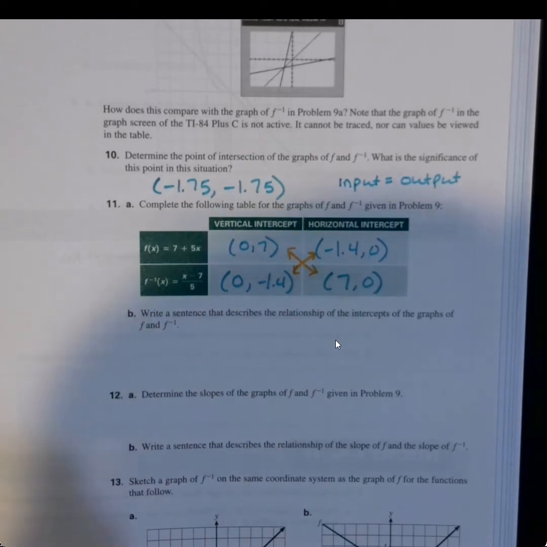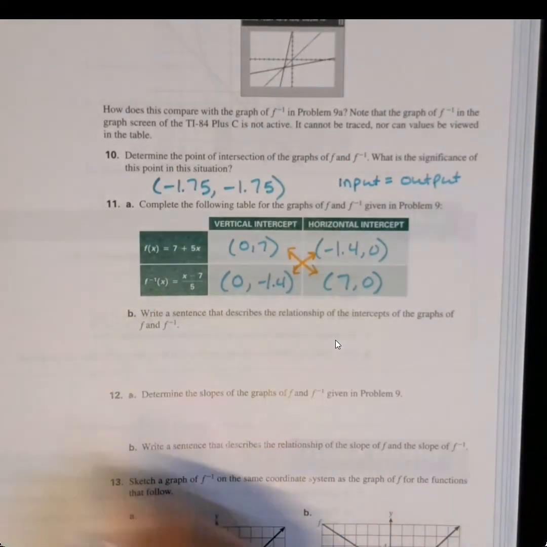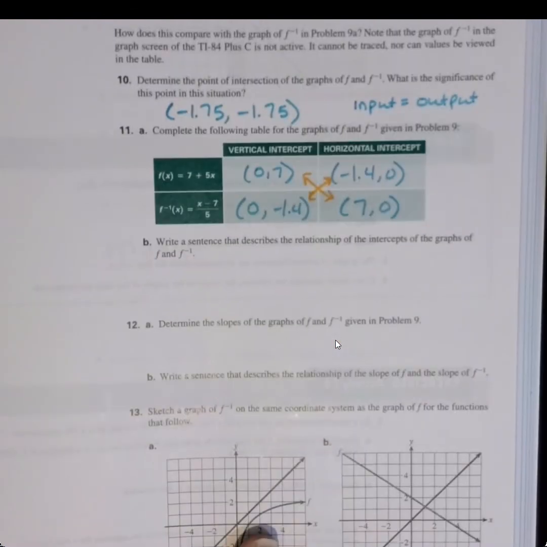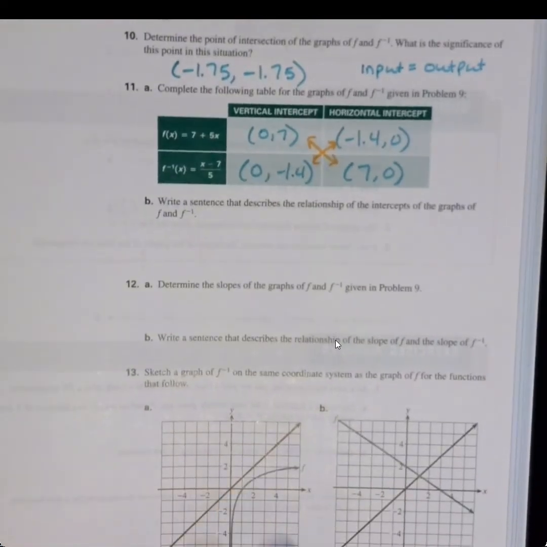Write a sentence that describes the relationship between the inverses. I'll let you write your own sentence for that. I was just talking about it out loud right here and about that relationship that we see. And so for number 12, determine the slopes of the graphs.